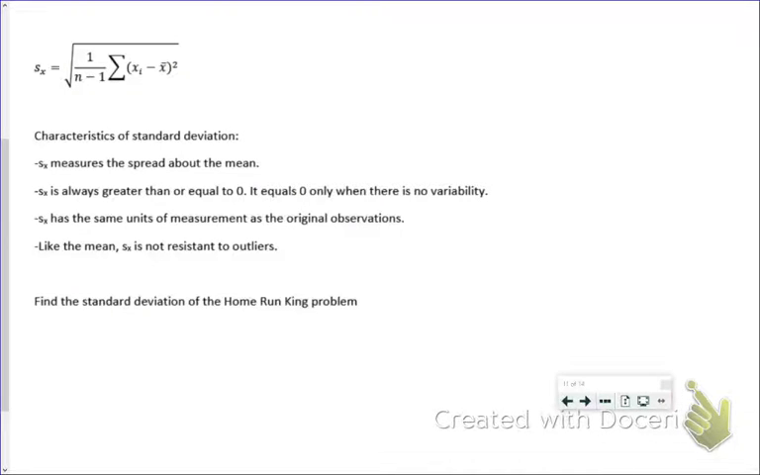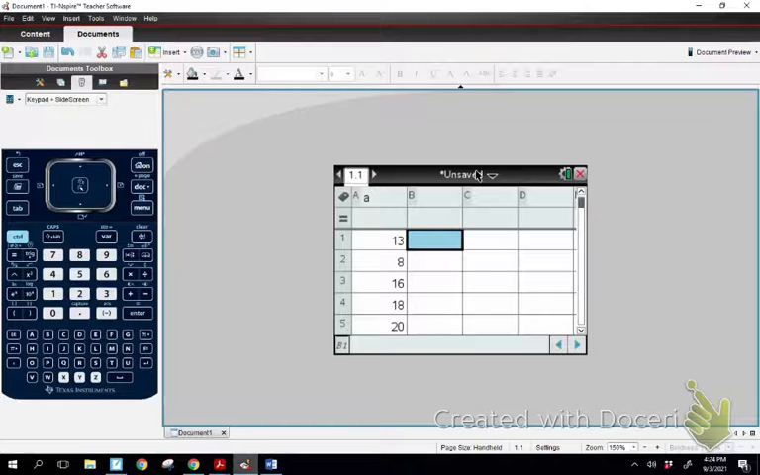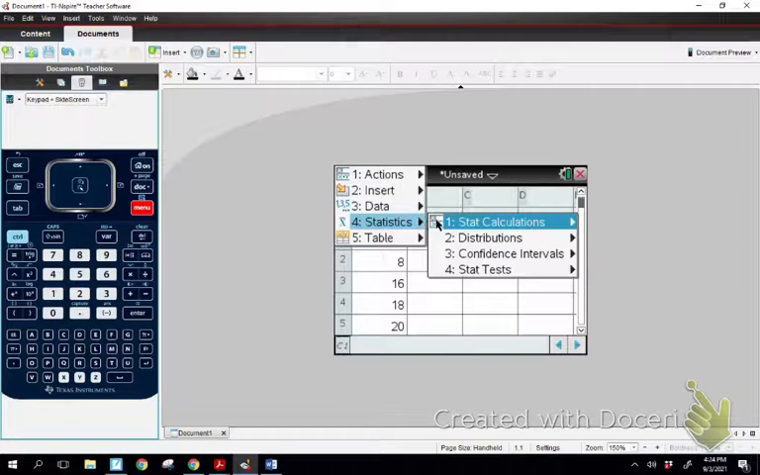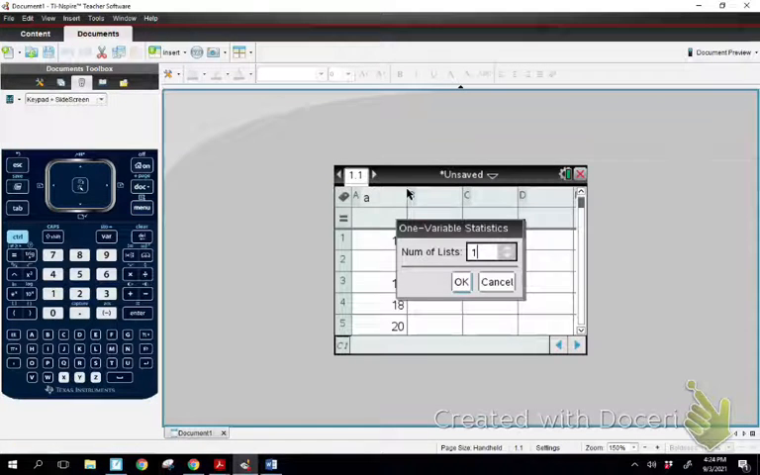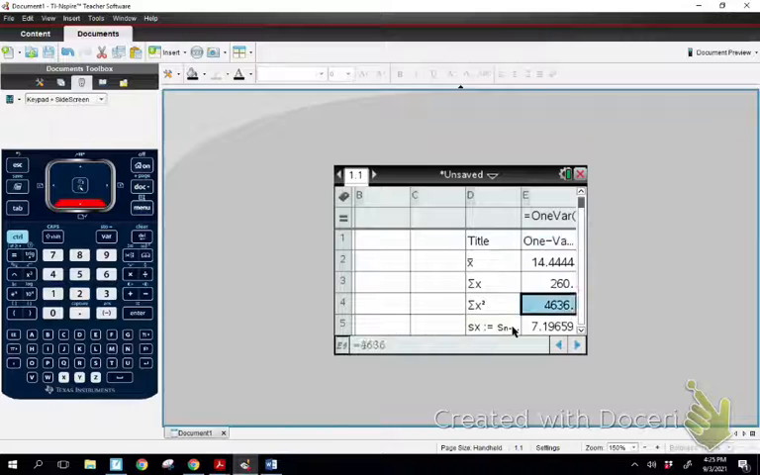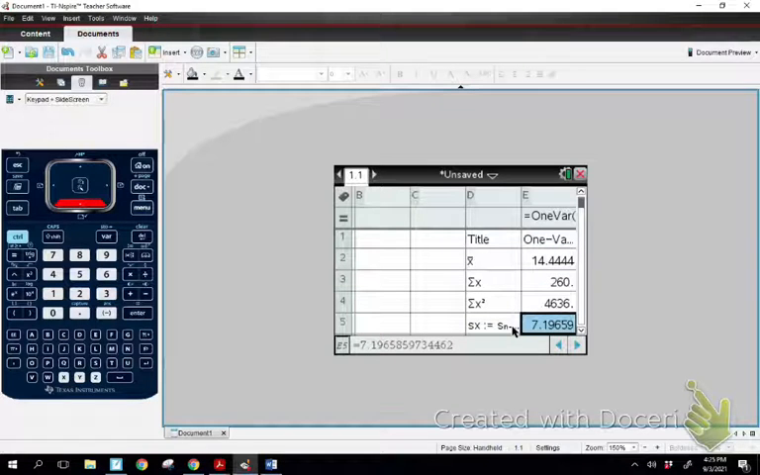Get out a full screen. Here's our calculator. Hopefully you've typed in all the data. If you haven't, rewind the video, pull up the data set, type it all in. I named mine A. Let's run one var stats. Menu, stats, stat calc, one var stats. I have one list. I named mine A, and then click OK. And there's our sample standard deviation right there.